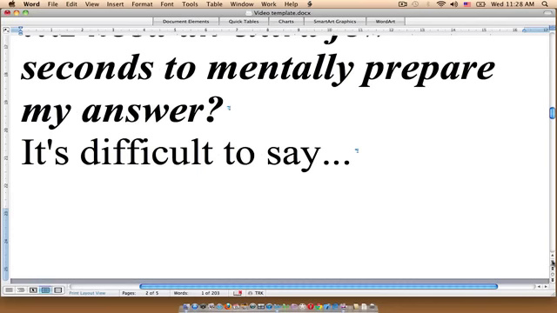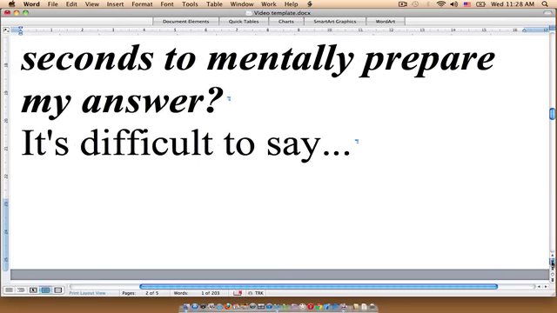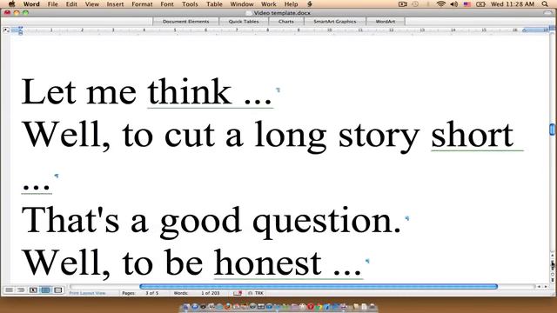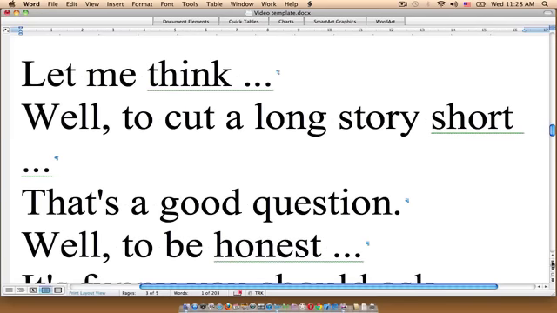It's difficult to say. Now, if you say it in that sense, I mean, you even give yourself a few extra seconds to think further. So if the examiner asked me something, I'm not really sure what I'm going to say, I might say, it's difficult to say. And then I prepare, in my mind, a few seconds what it is I'm going to respond with. Let me think. Well, to cut a long story short, that's a good question.